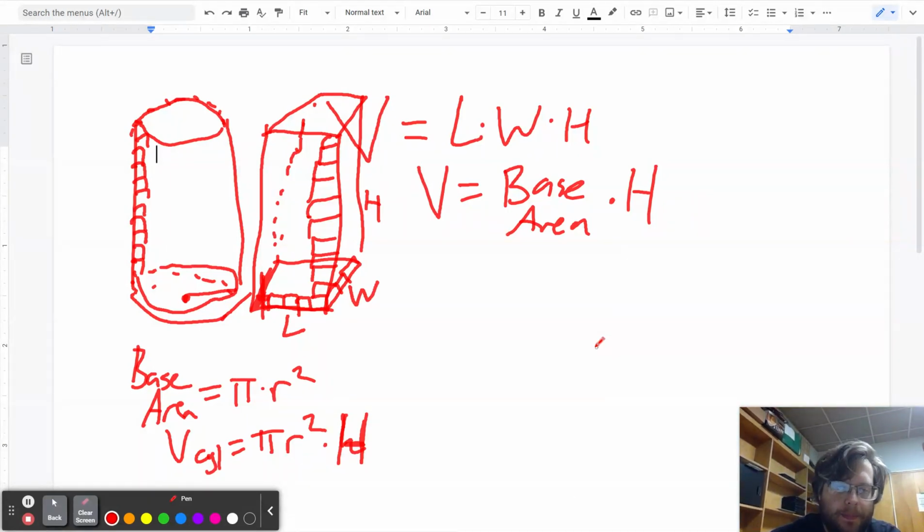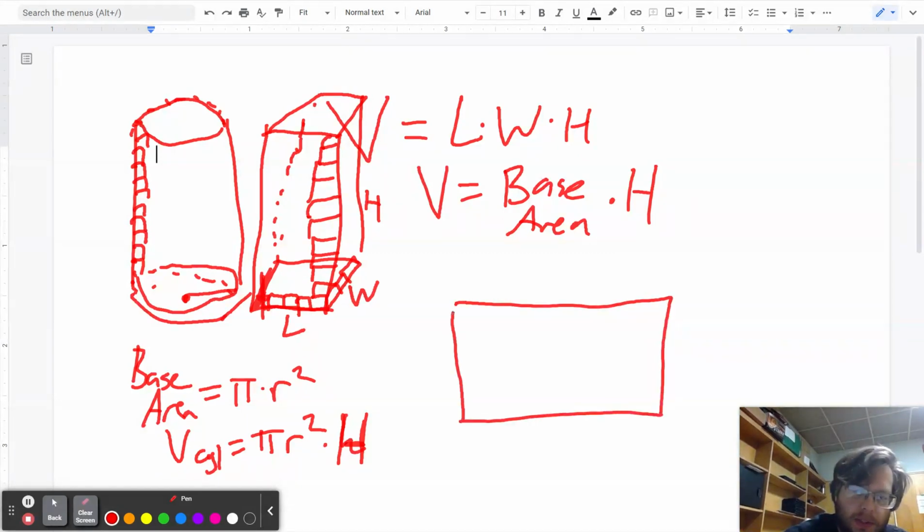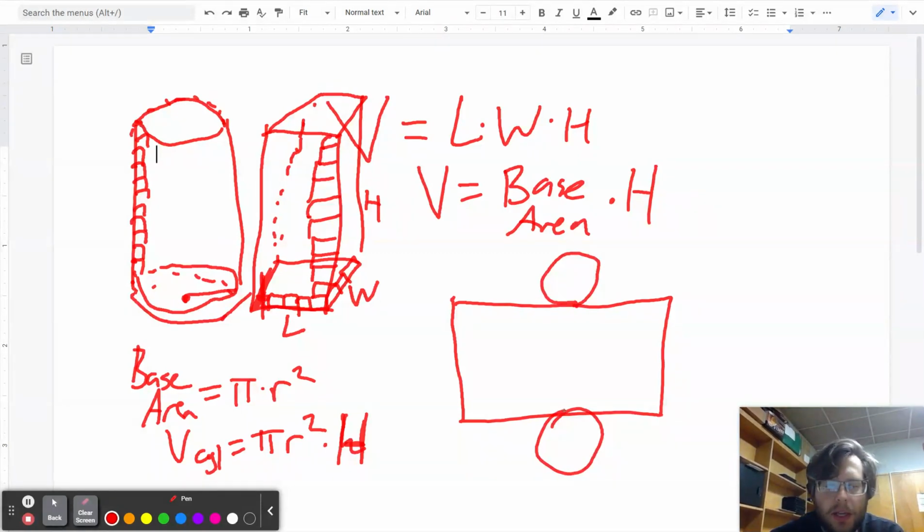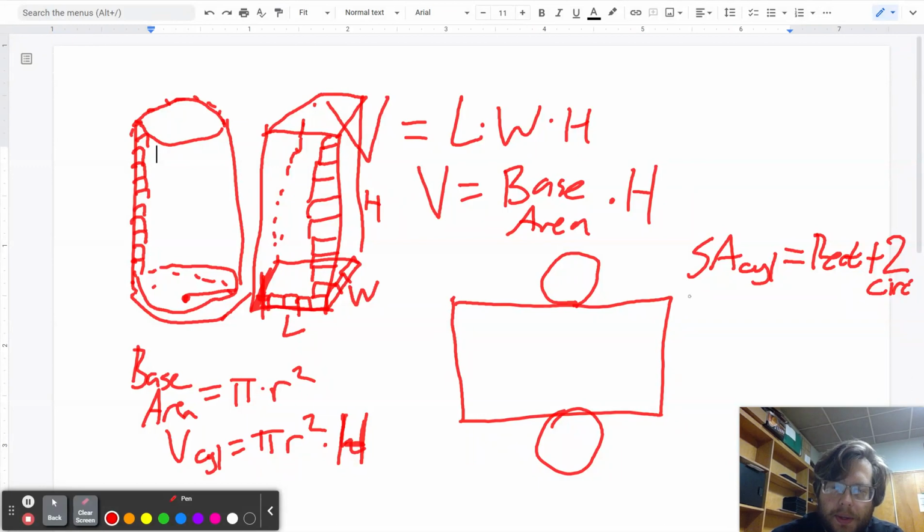So if I take my cylinder and I unwrap it, I get a rectangle like this, and then there is a top circle and a bottom circle. And so when I think about what the surface area of a cylinder is, it's going to be the rectangle plus 2 circles. So the area of the circles we already know, it's pi r squared. We just talked about that. So I know I'm going to add 2 pi r squared because that's 2 circles.